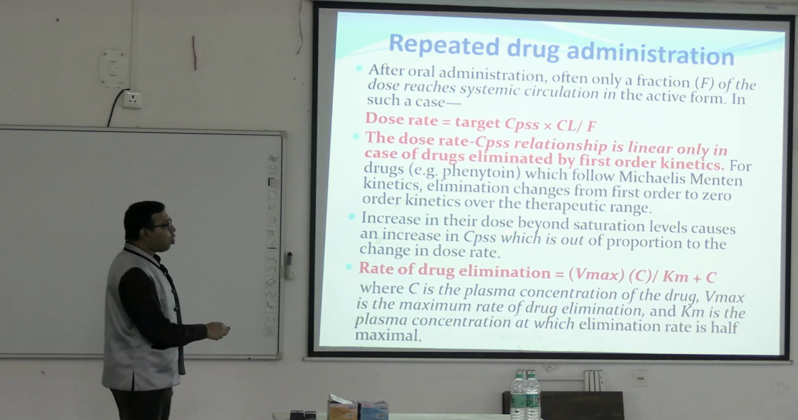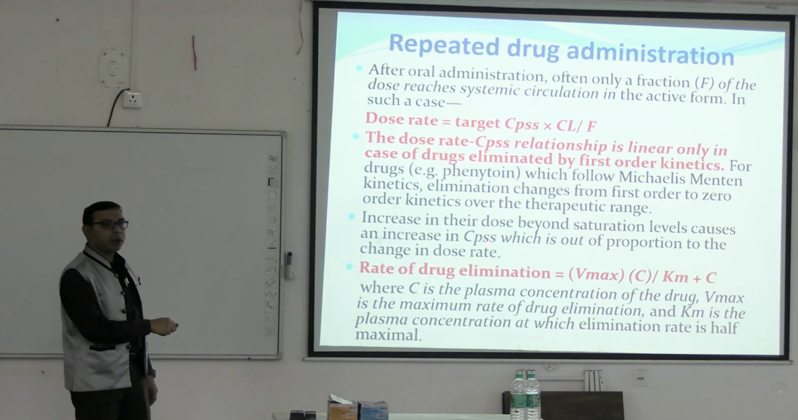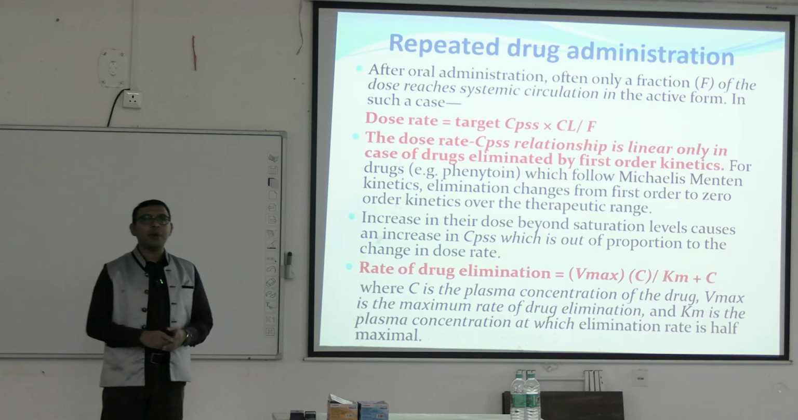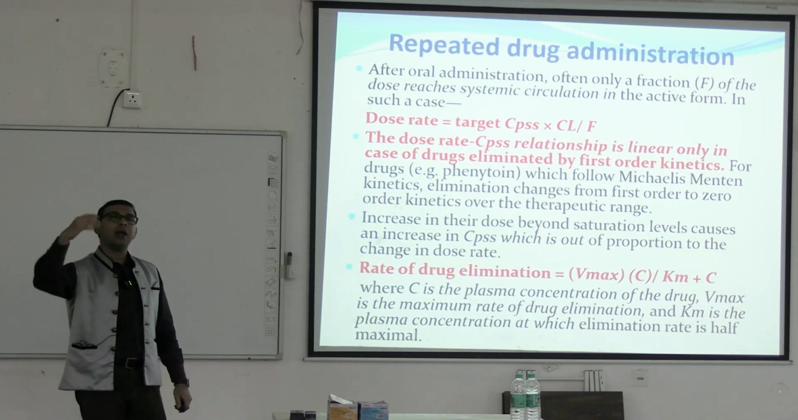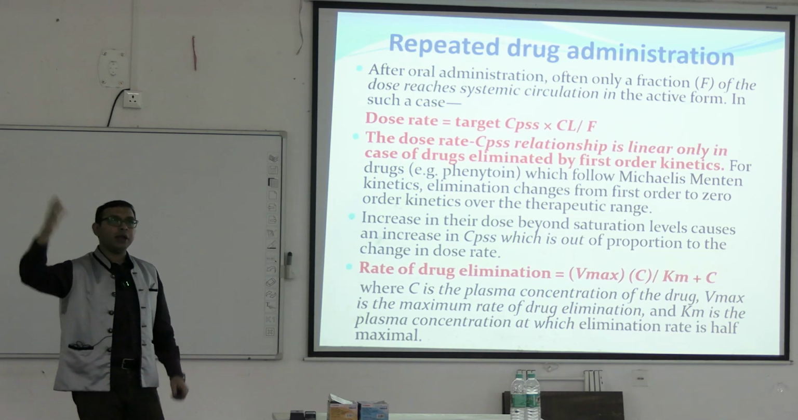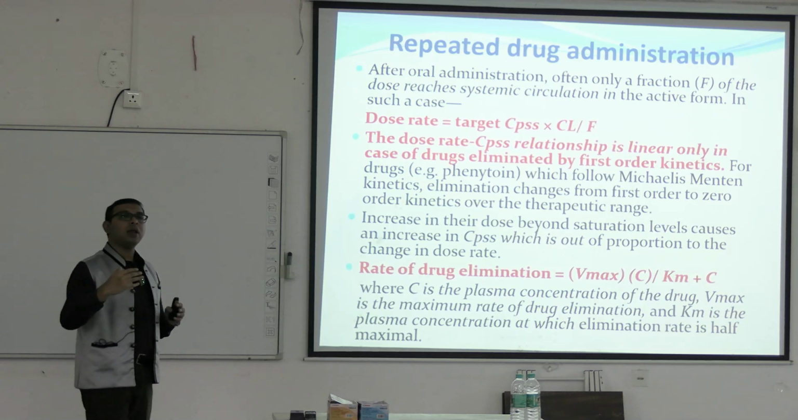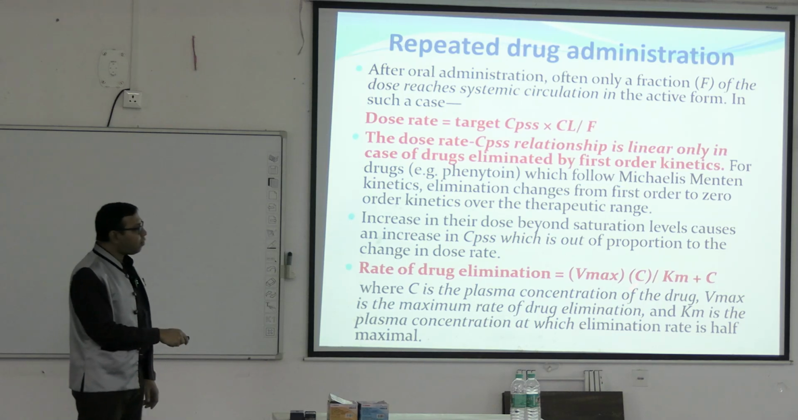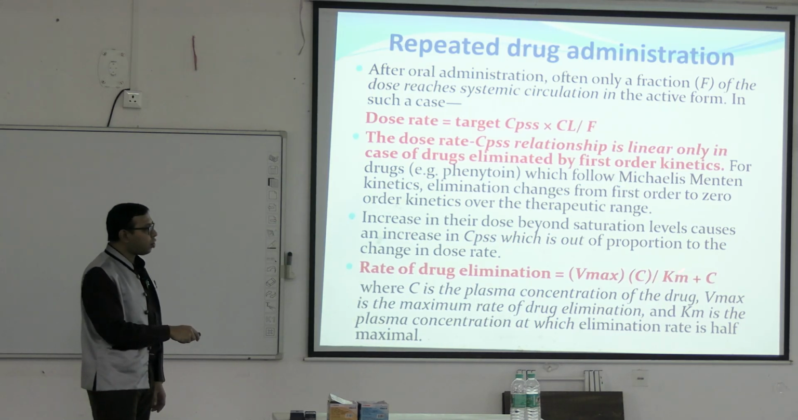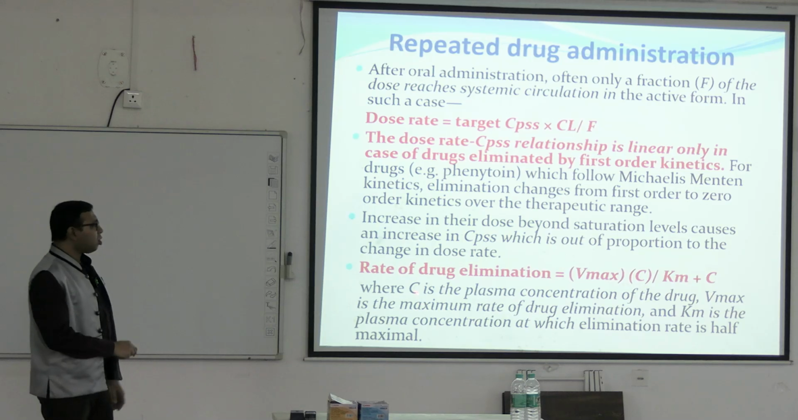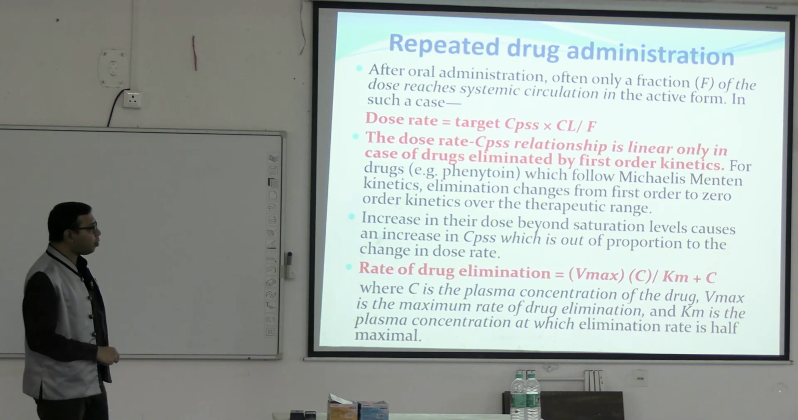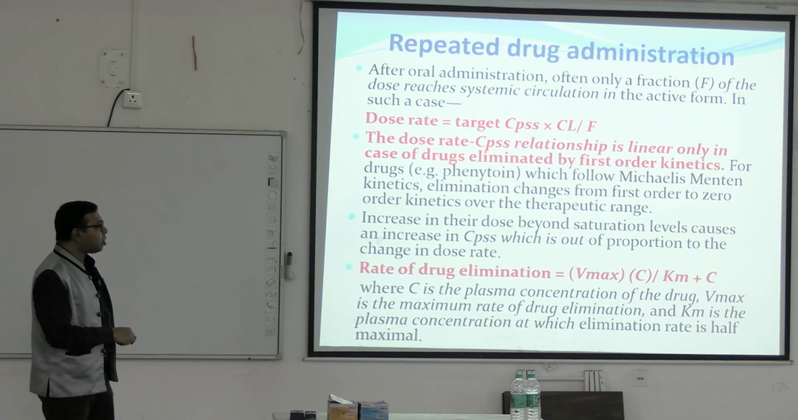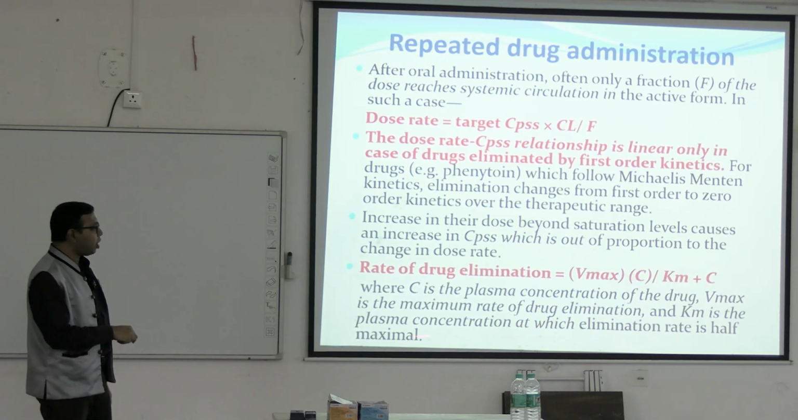Increasing their dose beyond the saturation level causes an increase in concentration which is out of proportion to the change in dose rate. So we cannot predict the plasma concentration achieved from the dose we are giving. There will be no relation when saturation kinetics comes into play. The rate of drug elimination is Vmax into C divided by Km plus C. Here C is the plasma concentration of the drug, Vmax is the maximum rate of drug elimination, and Km is the plasma concentration at which the elimination rate is half maximum.